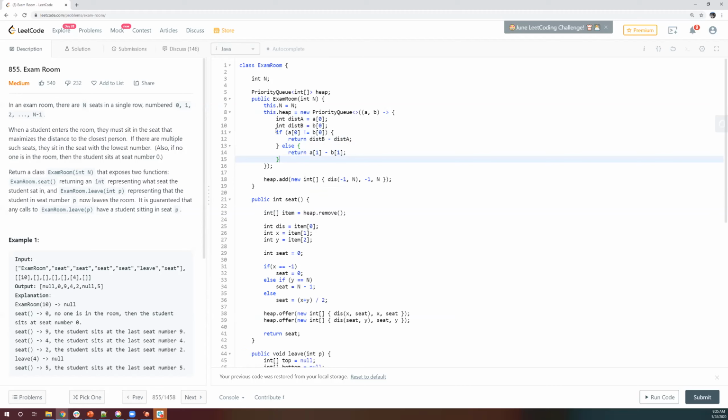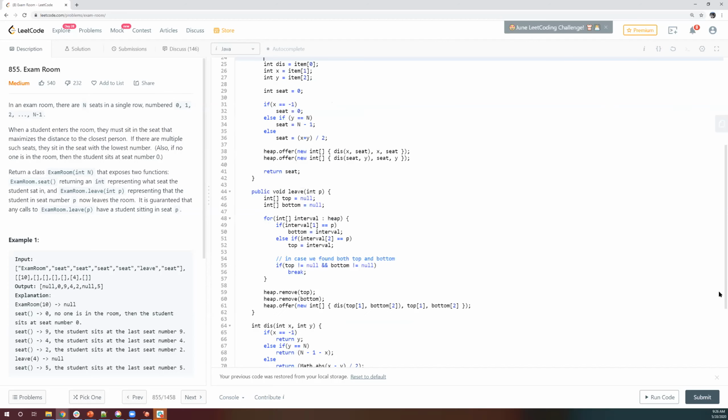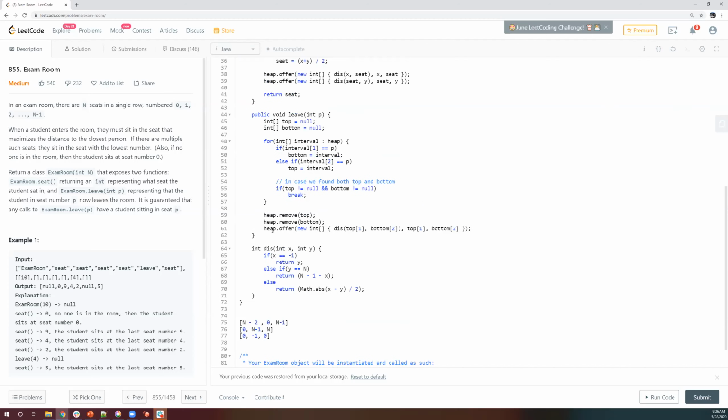If the distance is not the same, then we take the higher distance. But if the distance is the same, then we consider the position. The position should be lower in that case, right? Yes, that is what it says. So there are a lot of things. Thank you, Asim.